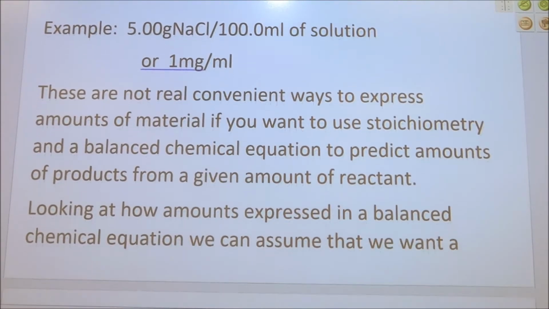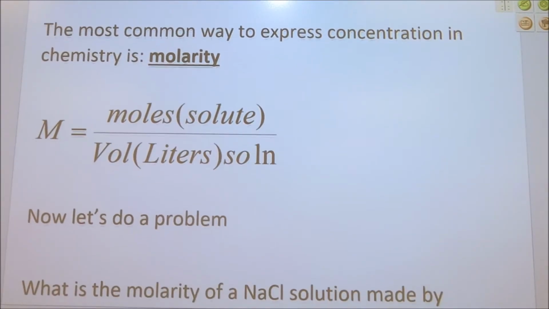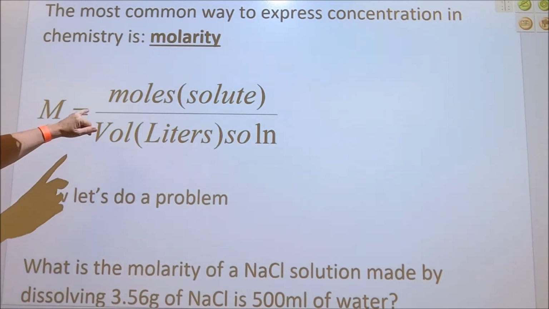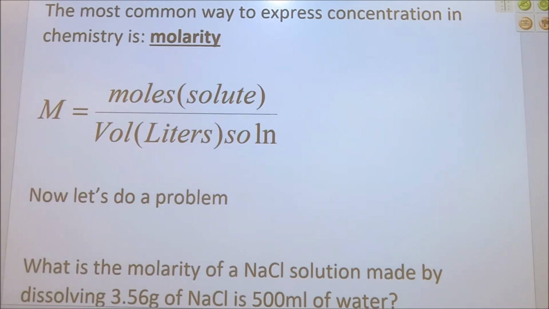So let's look at how a chemist expresses concentration. The most common way to express concentration for a chemist is molarity. Now, the symbol for molarity is a capital M, but notice this one's got nice straight legs. Molar mass had the curly Q feet and the kind of curly Q capital M. I know it's nitpicky, but that's what we've got to do to make our symbols work. Molarity is moles of solute over volume of the solution in terms of liters.